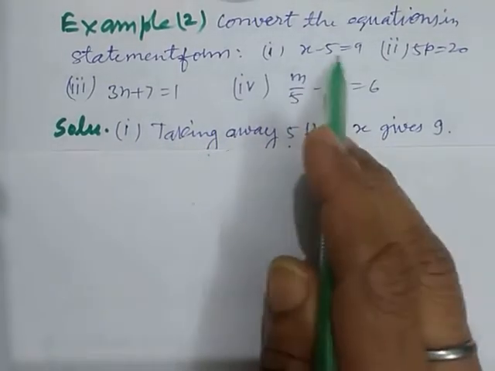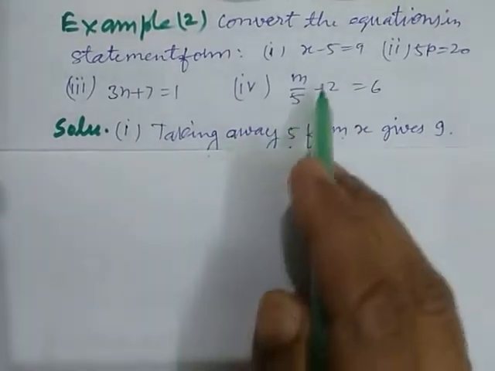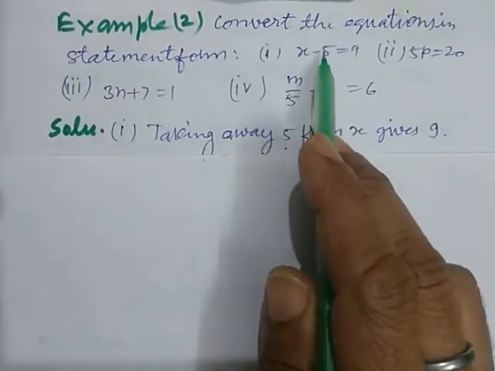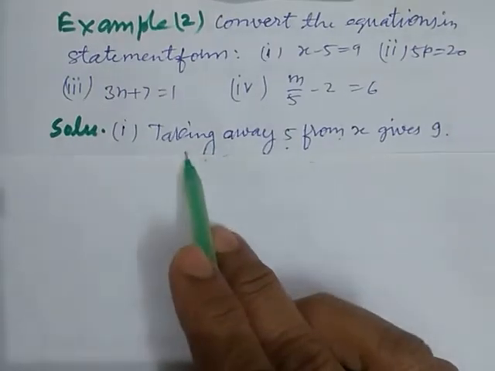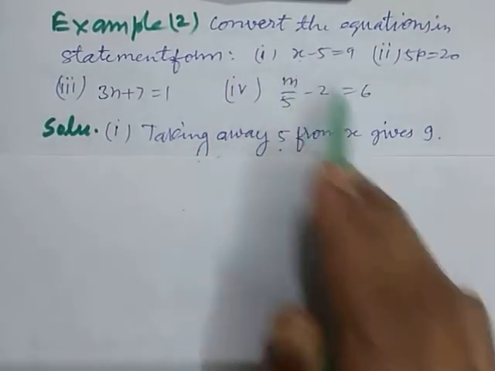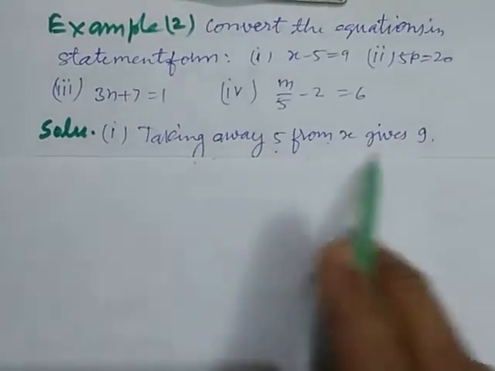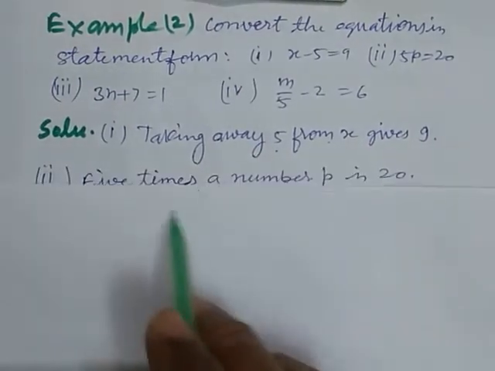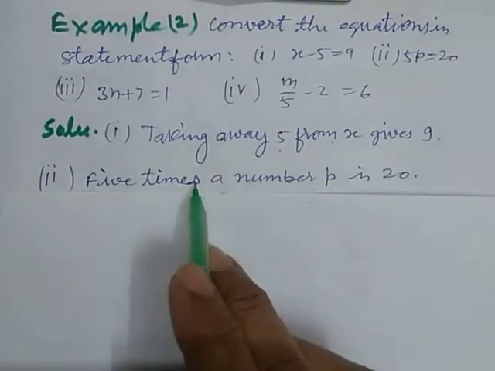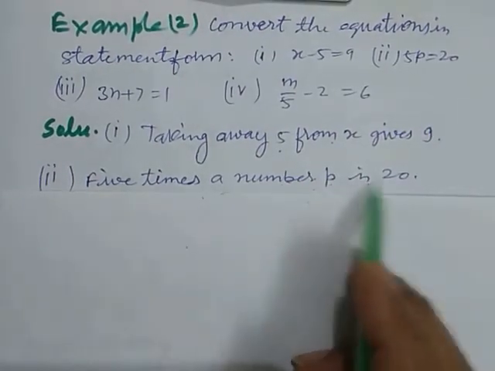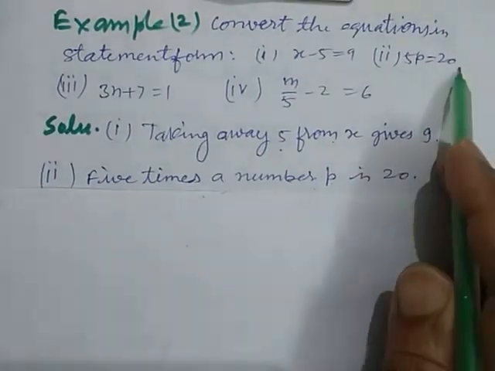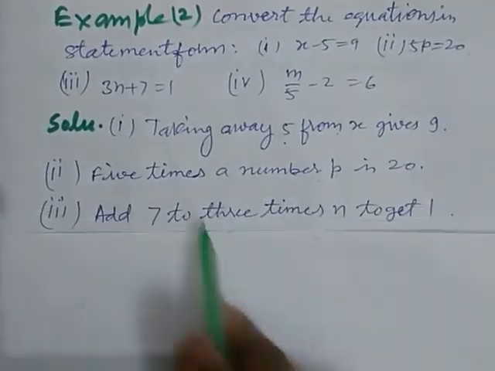So we can make a statement like this. Here we subtract 5, so we can say taking away 5 from x gives 9. This way we make the statement. Second, 5p equals 20. 5 times a number p is 20. Here p is the number and 5 times p is 20. So this way we form the statement.